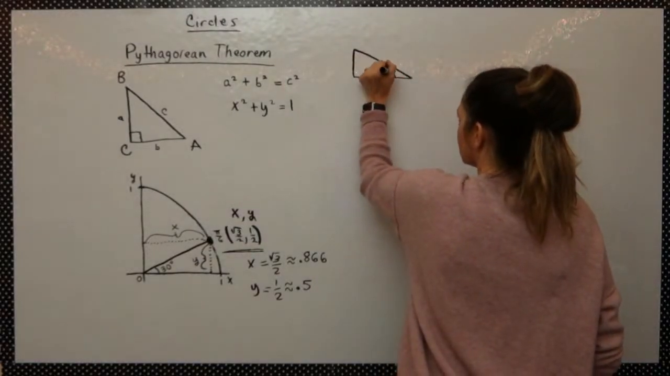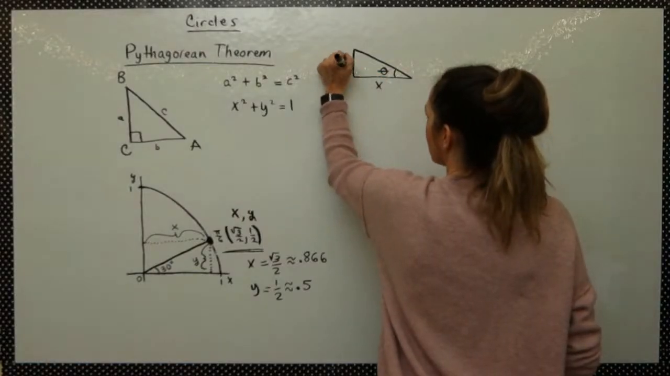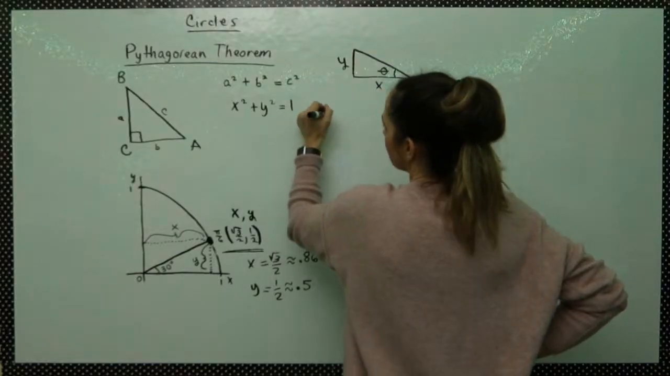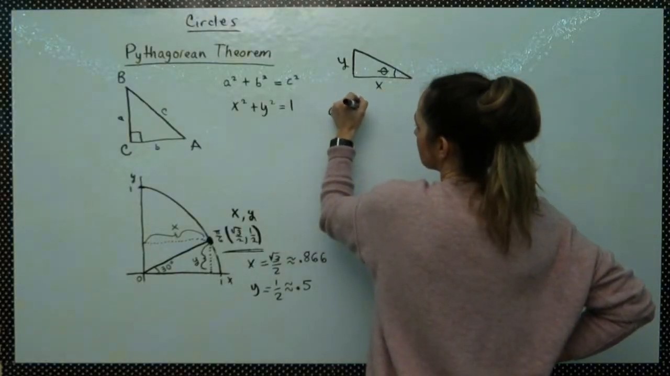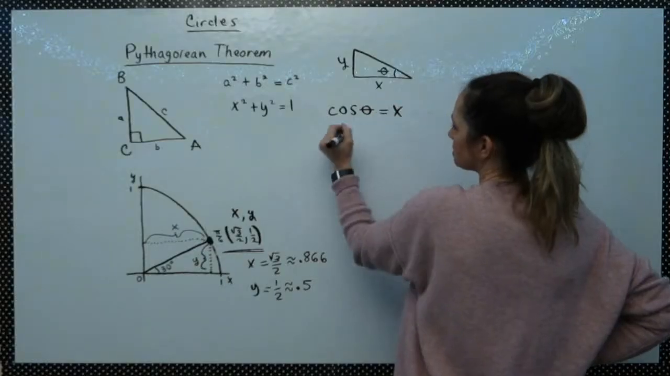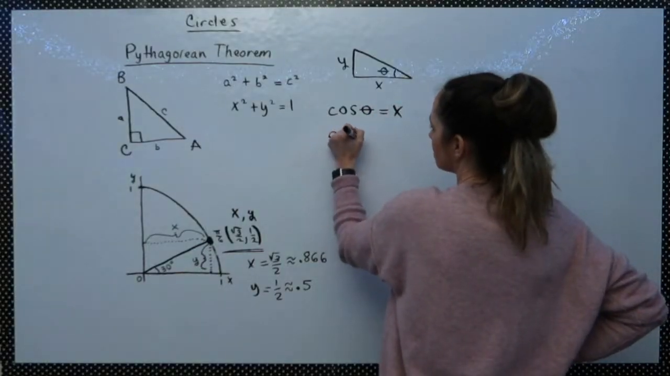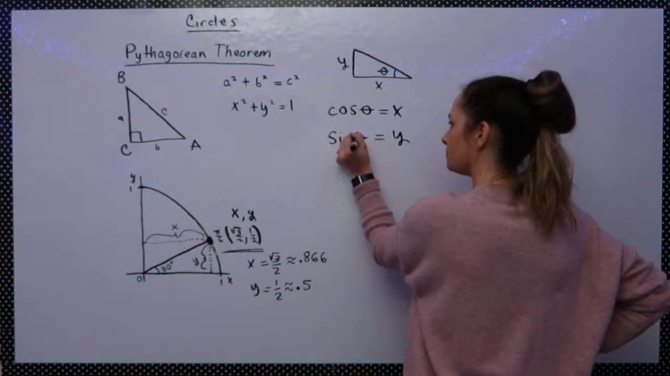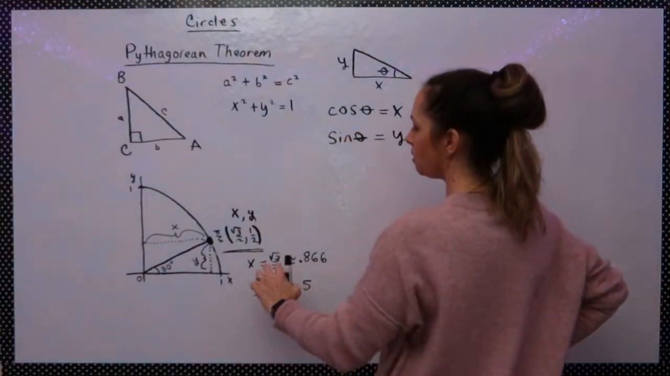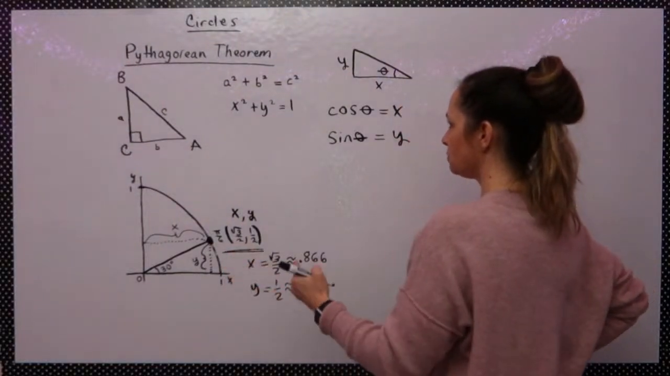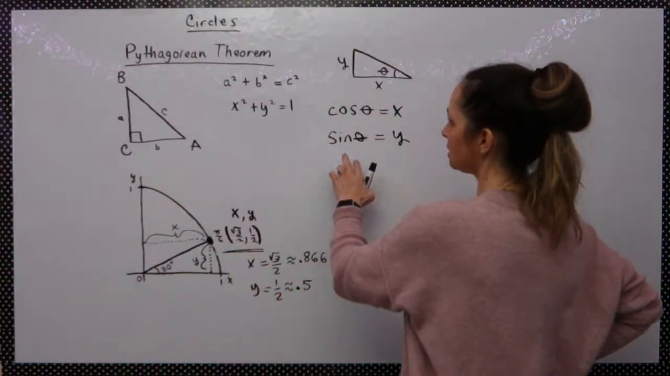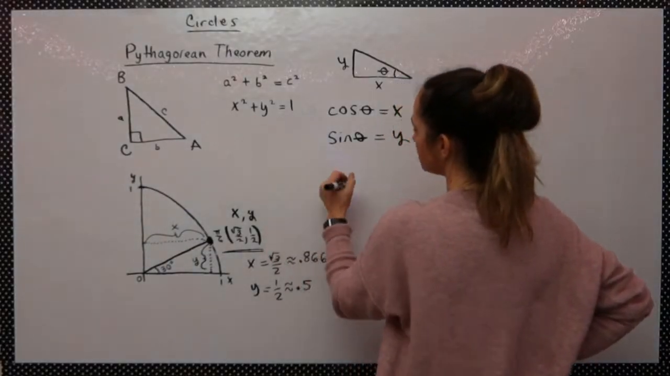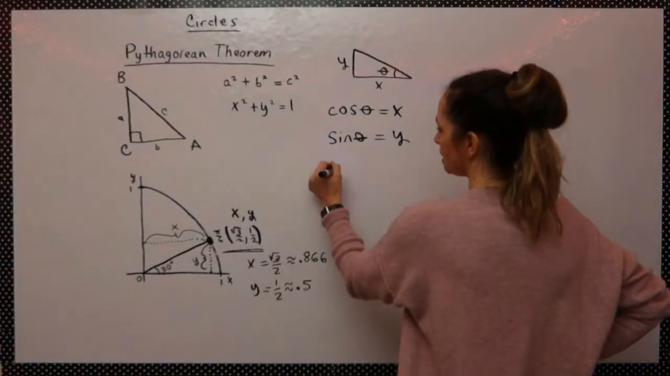We have theta here. And this would be the x, and this would be the y. You have cosine of theta equals x, and you have sine theta equals y. This is how we came up with all of these values for the unit circle. And then they plugged in cosine and sine into this equation, and that's how you got the Pythagorean identity.